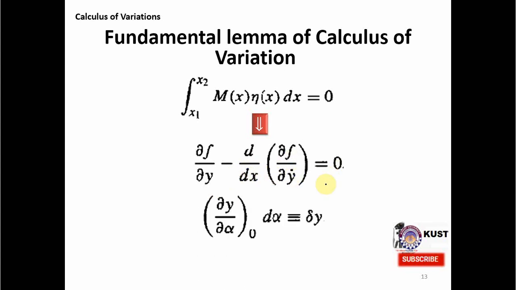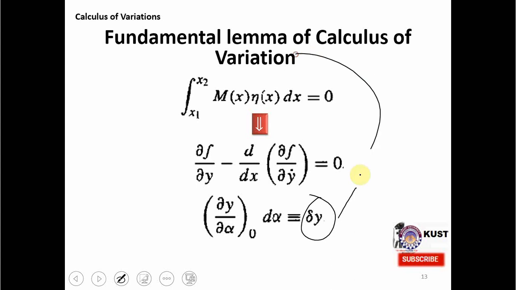So our condition for the stationary points will be different now, and by definition we say that the stationary points will be those points for which these etas, remember these are those functions corresponding to eta, that is del y by del alpha at alpha equal to 0, d alpha is equal to del y, and we call this del y a variation.